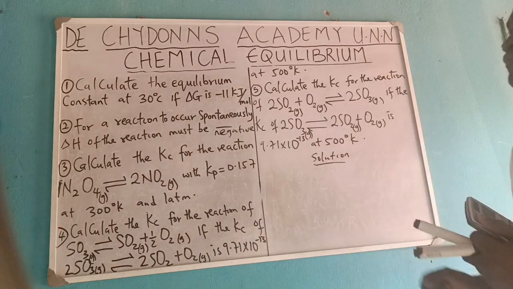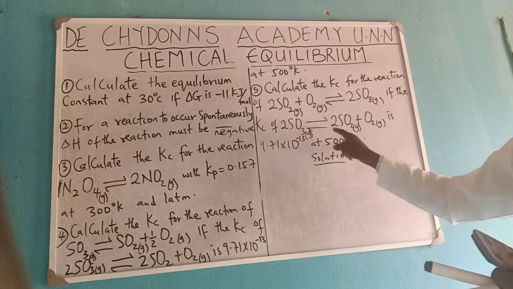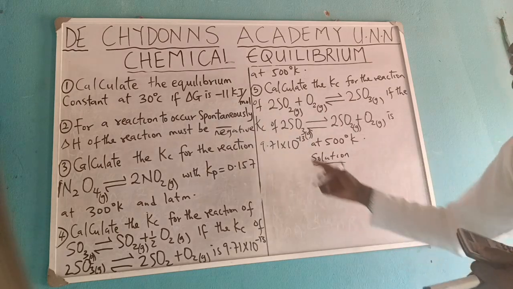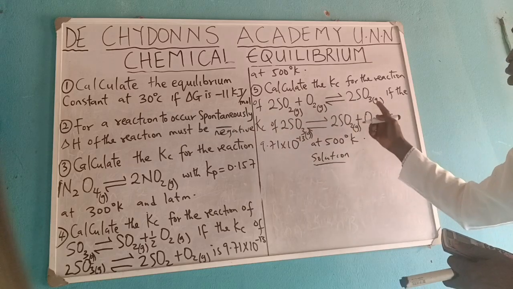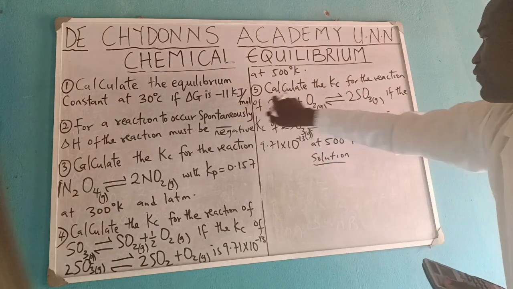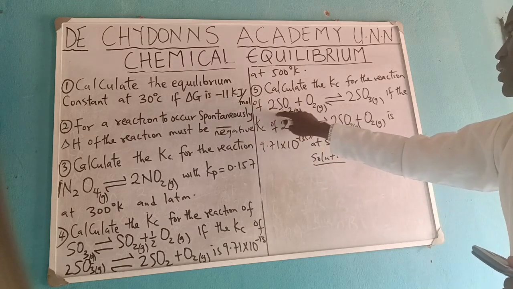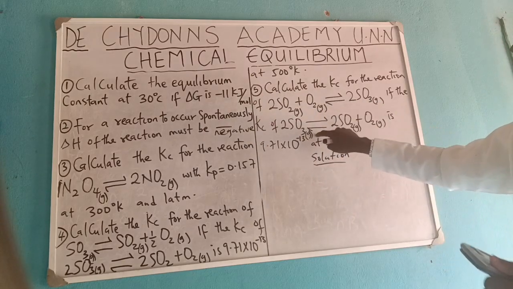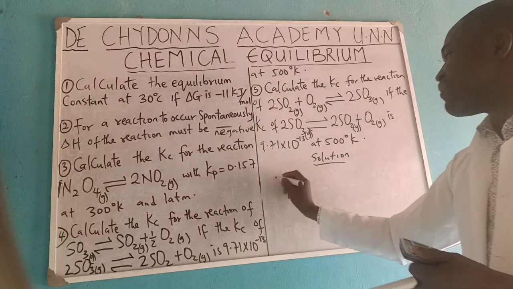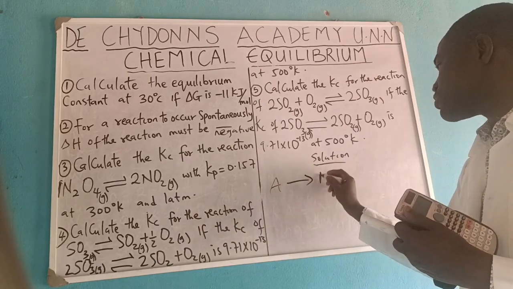Now to solve question number 5, calculate the Kc for this reaction if the Kc of this is this. If you notice from these two reactions, this one moves forward like this, while the second reaction is moving backward. Look at it now. This plus this gave me this. Now for the second one, this is giving me this and this. That means we have come back to the formula we wrote before. A gives me B.